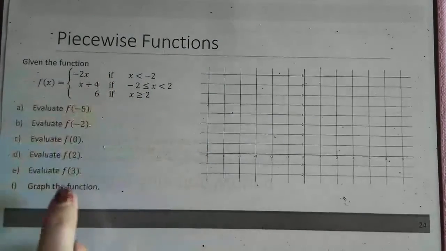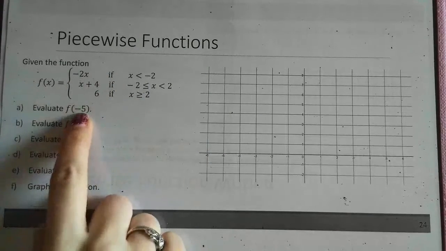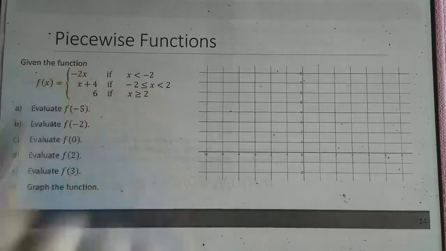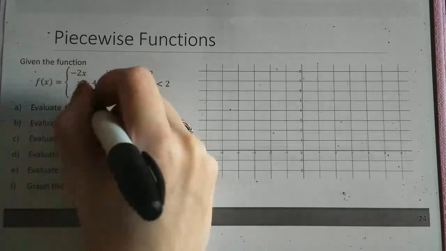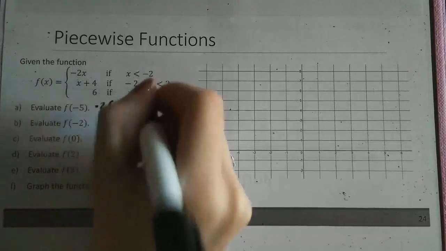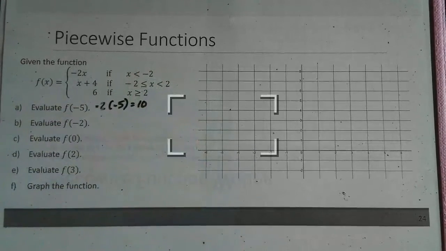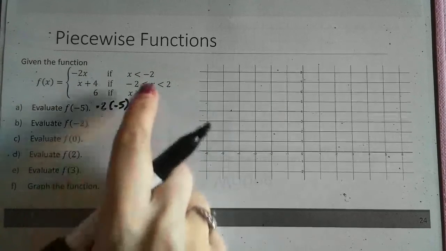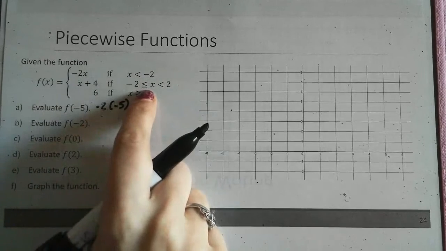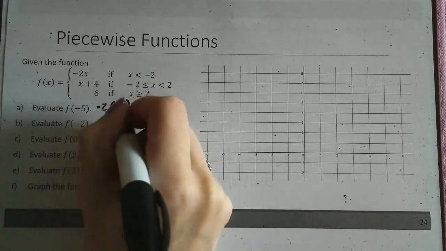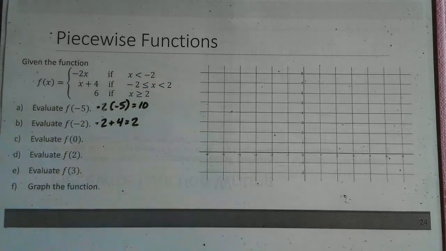I need to figure out which formula to use. -5 is less than -2, so I'm going to use this first formula, -2x. So I'm going to take -2 times my x value of -5. That gives me a +10. Next up, I want to evaluate f of -2. If x is equal to -2, then I'm in this middle situation. I'm going to use x plus 4. -2 plus 4 is a +2.